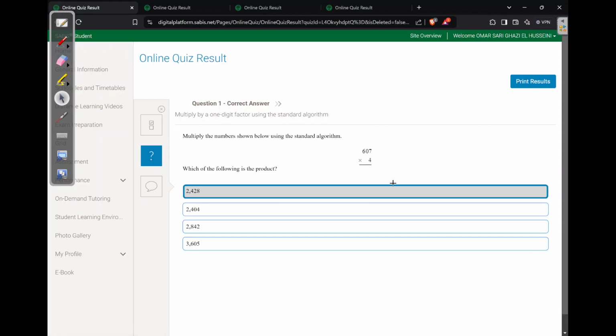Question 1. 607 times 4. 4 times 7 equals 28. 2 up. 4 times 0 equals 0. We add the 2, and now it becomes 2. And 4 times 6 equals 24. So it's 2,428.